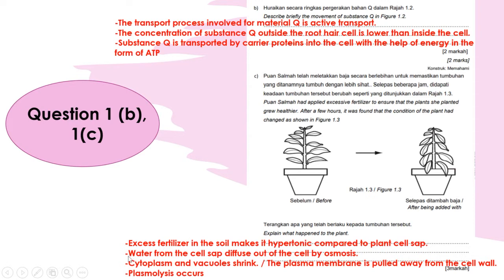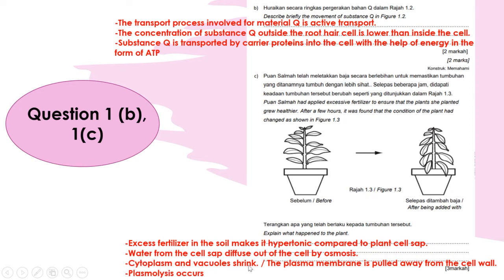So what happened? Water from the cell sap of the plant diffuses out of the cell by osmosis. Please state the process referred to as osmosis. When water diffuses out from the cell, the process is called osmosis. And then what happened to the cytoplasm?